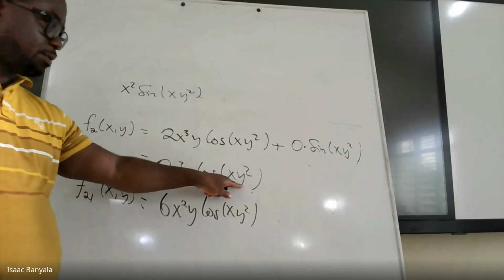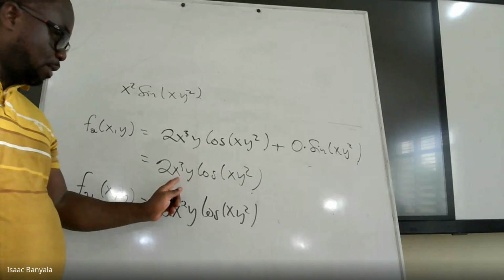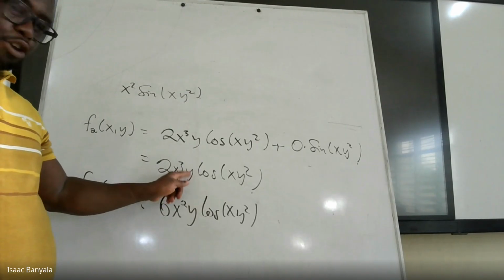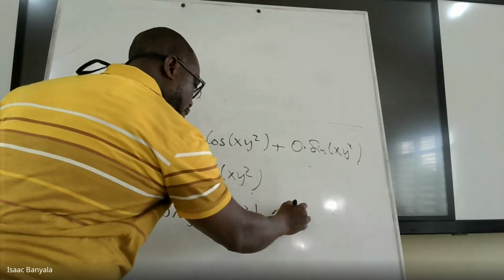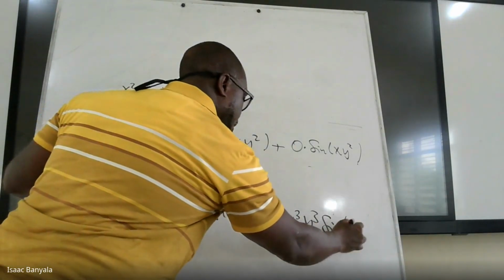So let's differentiate this. What will happen? Y squared with respect to x, you get what? The y squared will come and multiply this. So 2x cubed y. 2x cubed y cubed. Do you agree? Yes, sir. Then this one will change to what? Minus. Negative sign. So we have 2x cubed minus 2x cubed y cubed sine x y squared.